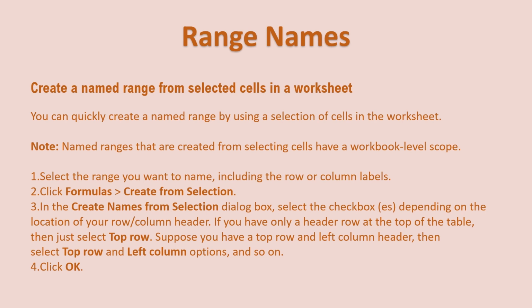So the first step is to select the range you want to name, including the row or column labels. Second, click Formulas, then Create from Selection. Third, in the Create Names from Selection dialog box, select the checkbox depending on the location of your row or column header. If you have only a header row at the top of the table, then just select Top Row. Suppose you have a top row and left column header, then select top row and left column options, and so on. And then click OK.